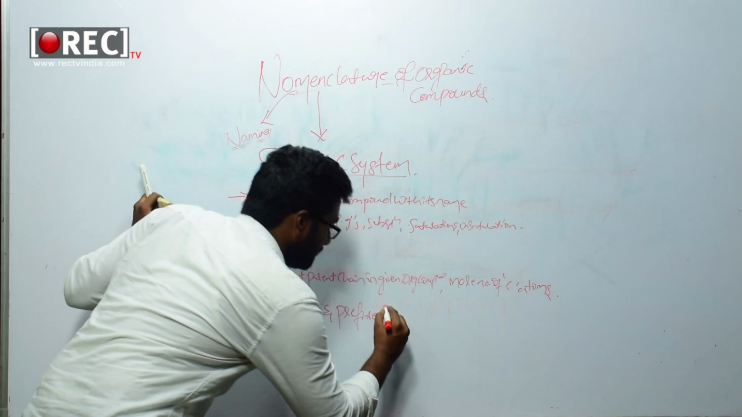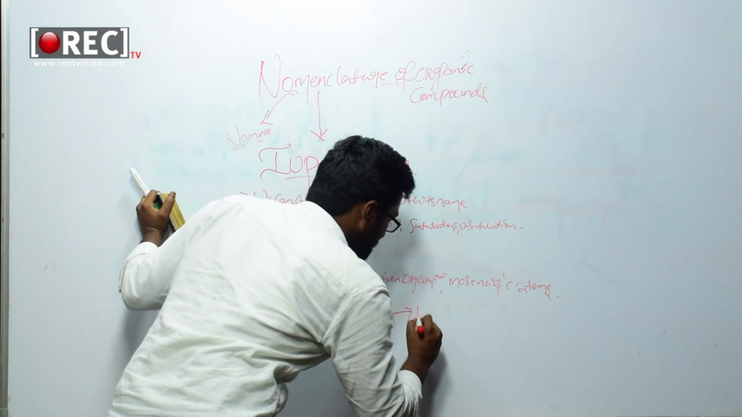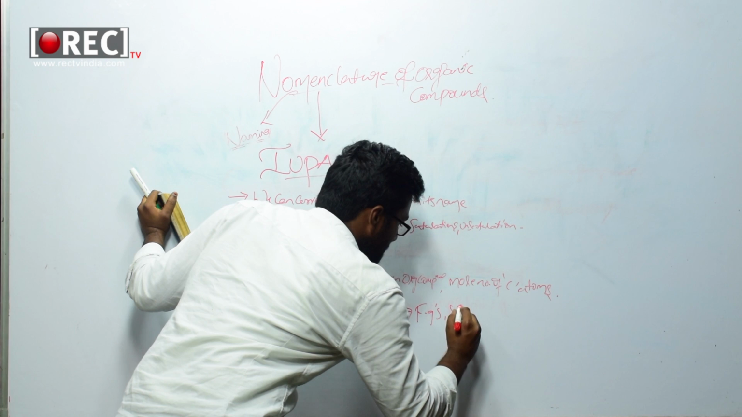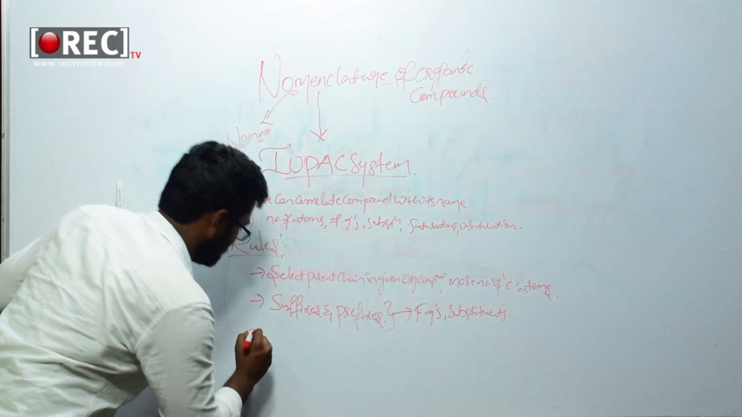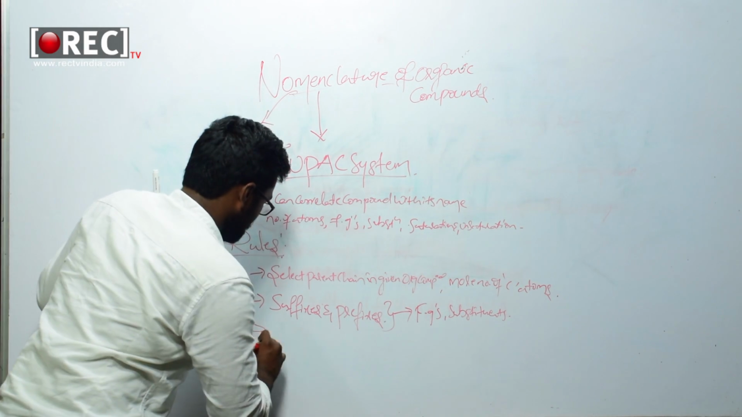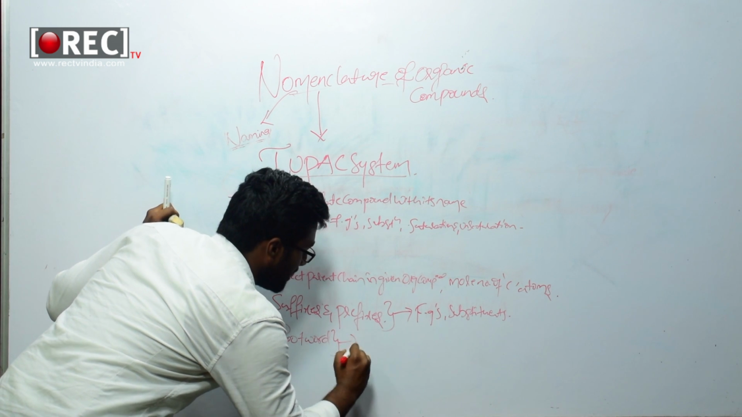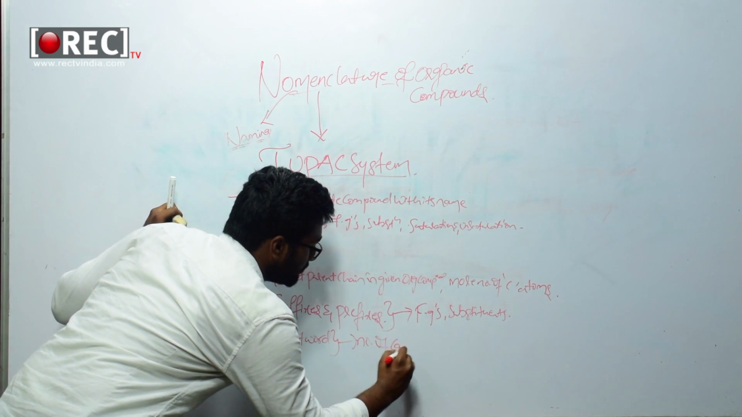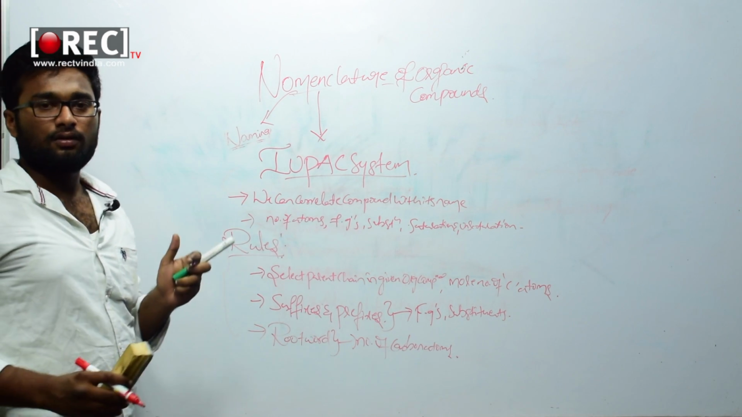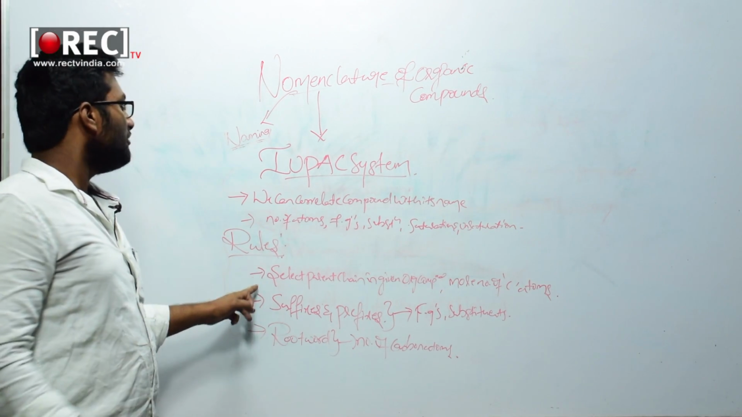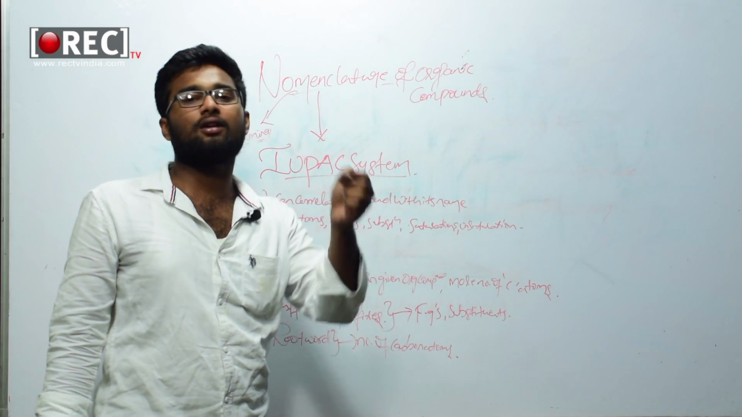These suffixes and prefixes give information about functional groups, substituents, and root words. Root words represent the number of carbon atoms. So, the first rule to remember in the IUPAC system of nomenclature is, we have to select the parent chain in a given organic compound which is having more number of carbon atoms in it.